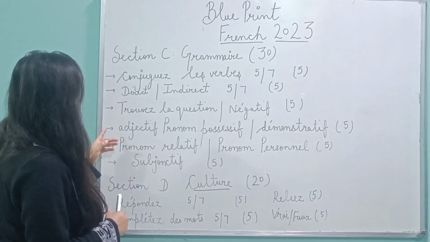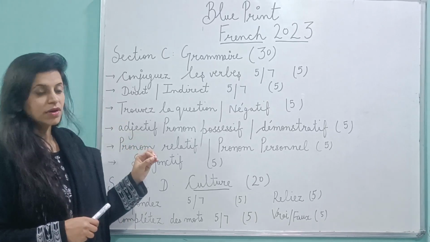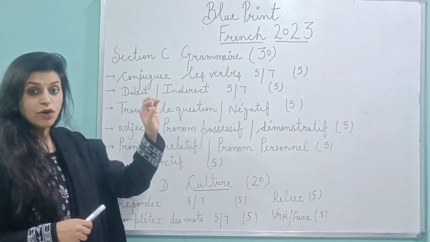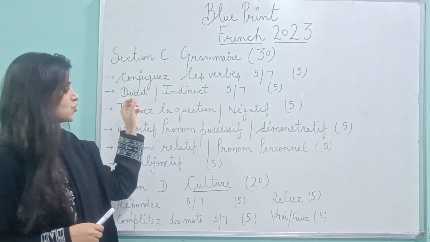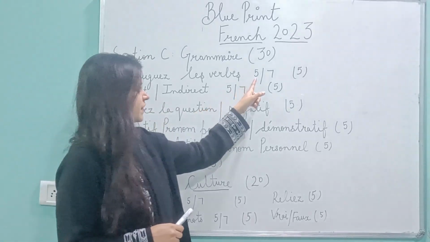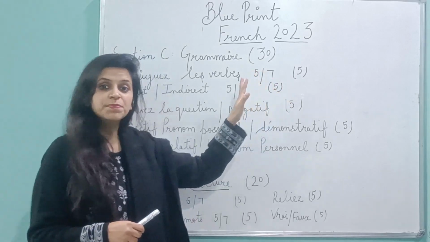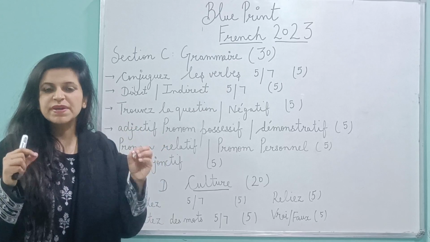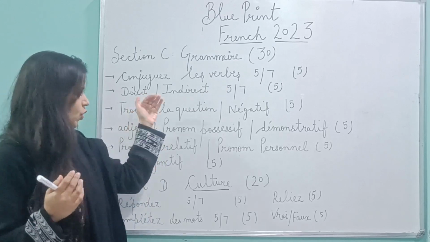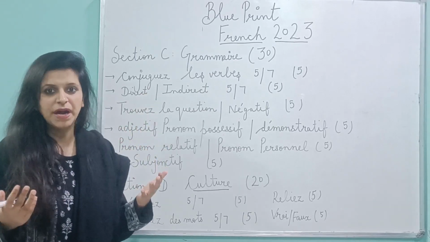In grammar section, please ensure that grammar section will be of 30 marks, right? Wherein the first question is conjuguer le verbe. Can you see this 5 out of 7? That is as per the sample paper, and most of the time this is the same case. The way the CBSE sample paper appears, the board exam also comes in the same pattern, okay?